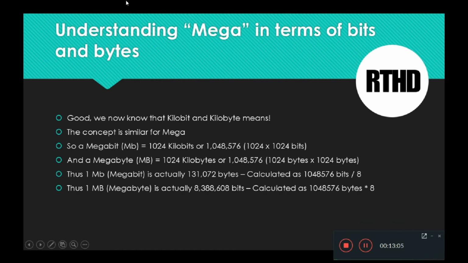And so 1 megabyte is actually 8,388,608 bits. Again, it sounds like a big value and it sounds confusing, but it isn't. All we did was we calculated 1,048,576 bytes. That would have been what 1 megabyte is in terms of bytes. And we just simply multiplied it by 8, because we know that 1 byte is 8 bits. So we just multiplied it out, and that's how we got this value.